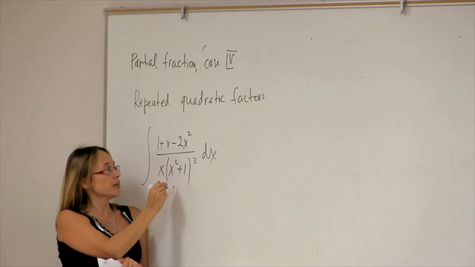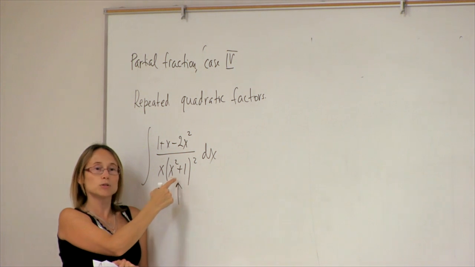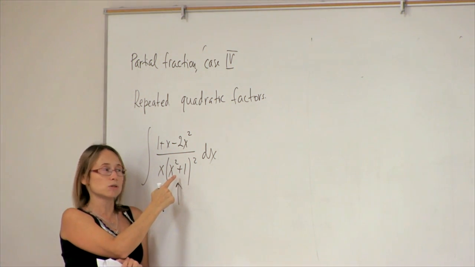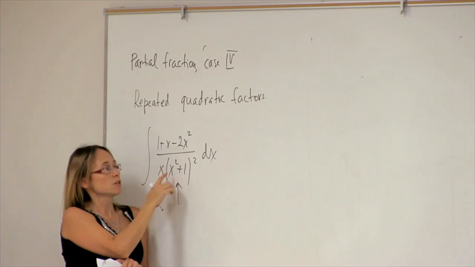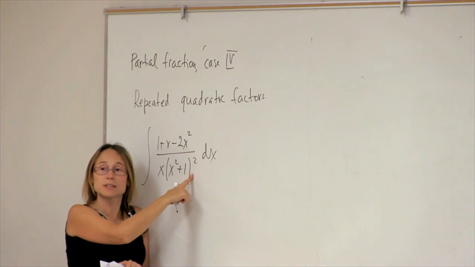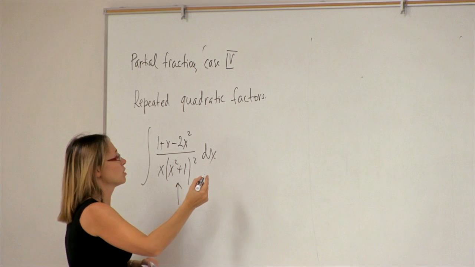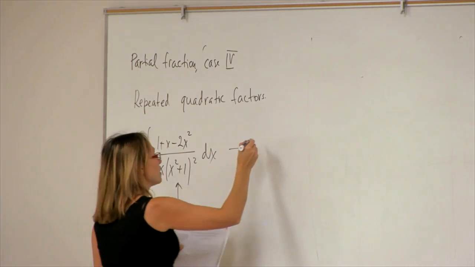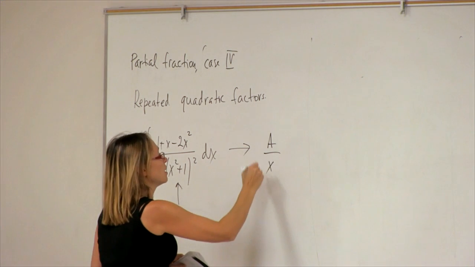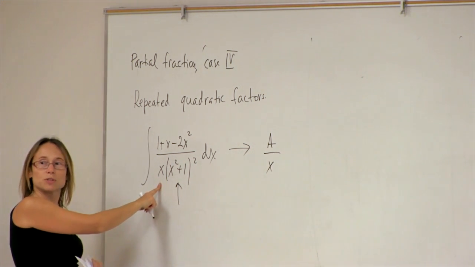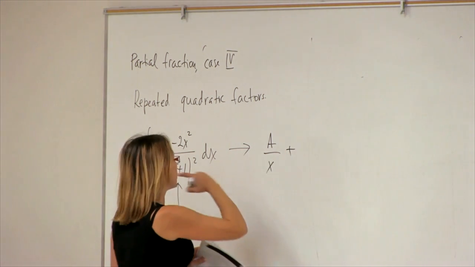Because I have an irreducible factor, I cannot reduce it anymore because there is no root to the equation x squared plus 1 equals 0. So this has to stay like this, and there are 2 of them, identical ones. So what do I do? Here I'm going to present this fraction as a over x because of the linear factor. What else do I have?